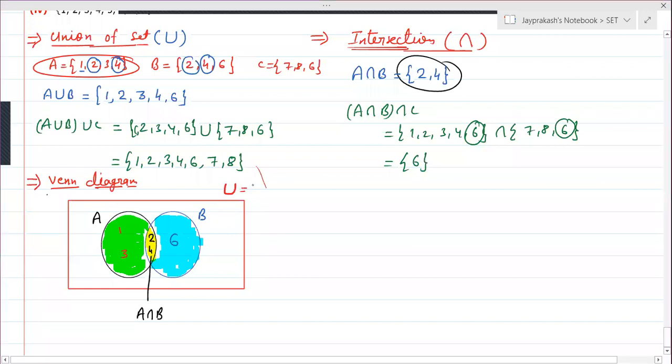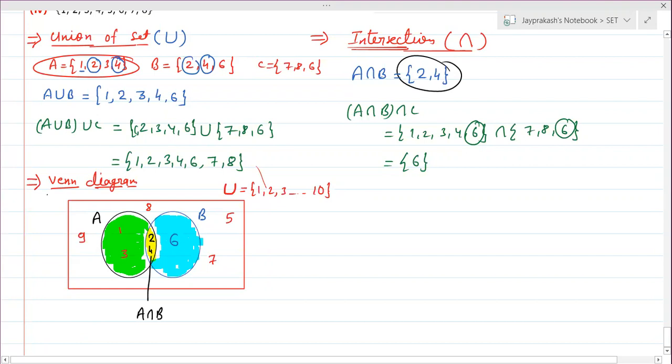So we are considering the universal set as 1, 2, 3 till 10. So if you see inside the A and B, we have written only 1, 2, 3, 4, then 5 is missing. So we will write here 5, 6 is there, 7, 8, 9. So these 5, 7, 8, 9 are outside of A and B, but inside the U. So they are satisfying the condition of the universal set, कि जो भी हमारा given set होगा, that will be formed from the members of the universal set.